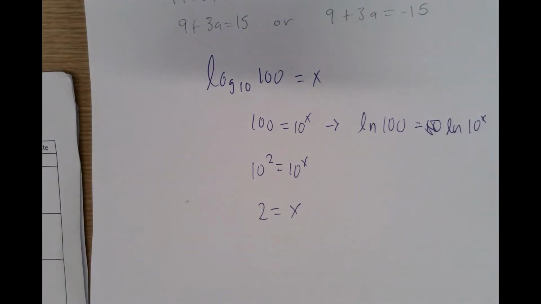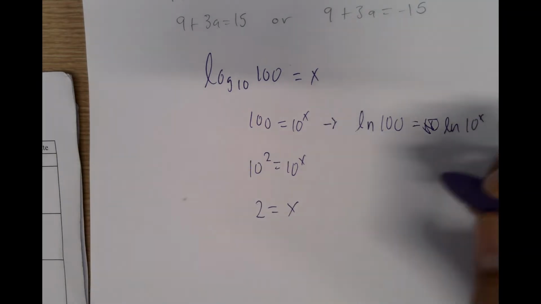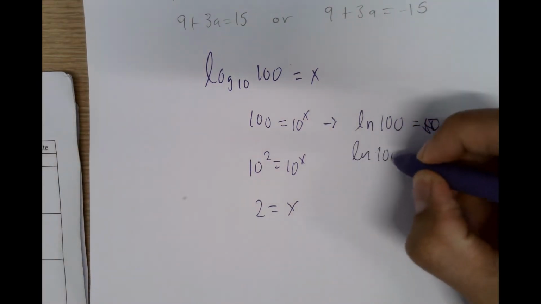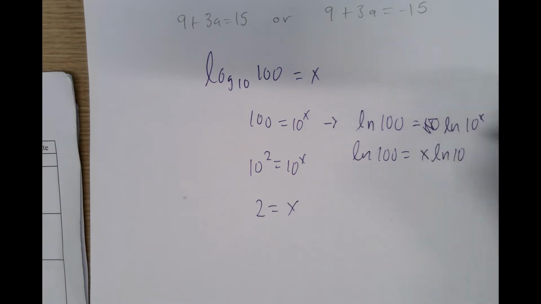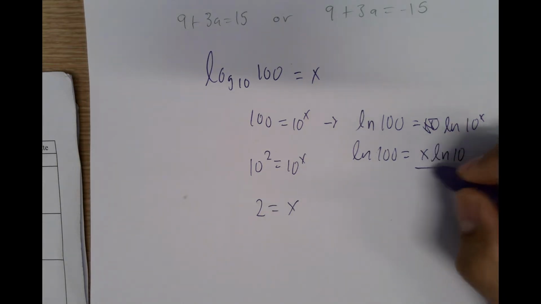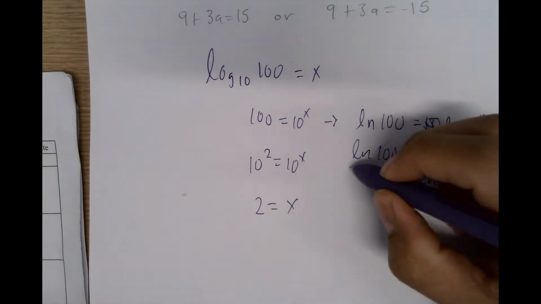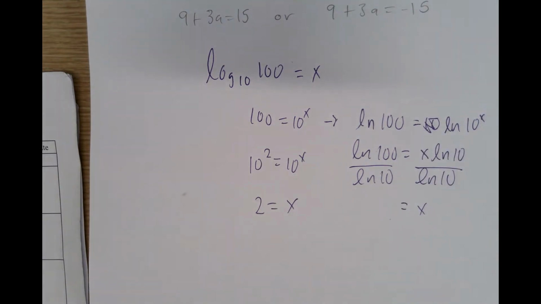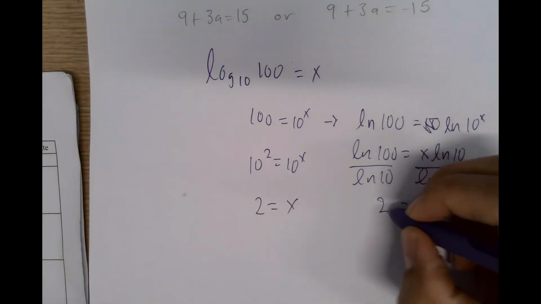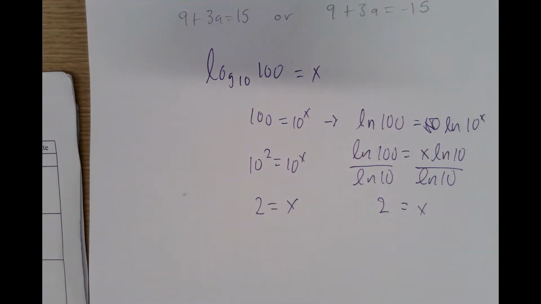What this does is it helps us to move the x to the front, so we can rewrite this as ln of 100 equals x ln of 10. And then here we can isolate x by dividing by ln 10 on both sides. We could put this in our calculator, and you should get x is equal to 2. So again, these are two different ways you could do the same problem.